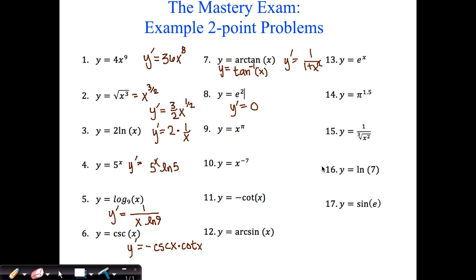16 and 17. And there's one more, 14. Yeah, none of those involve a variable. There's a sine of e, which is a constant, 2.7 or so, natural log of 7, and pi, 3.14 or so, to the 1.5 power. So none of these change. There's only one variable involved and it's y. Since y is equal to something that doesn't involve variables, that means y is a constant. So the derivatives of those three are all 0, just like number 8.